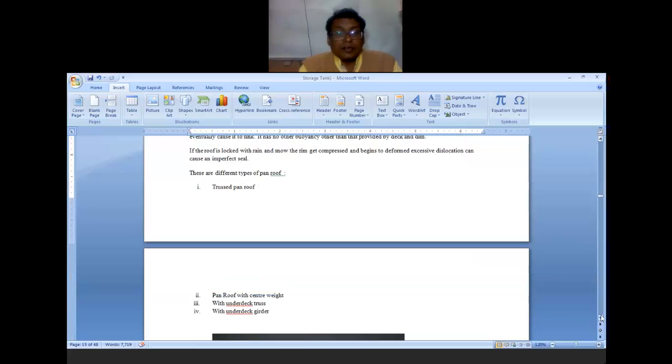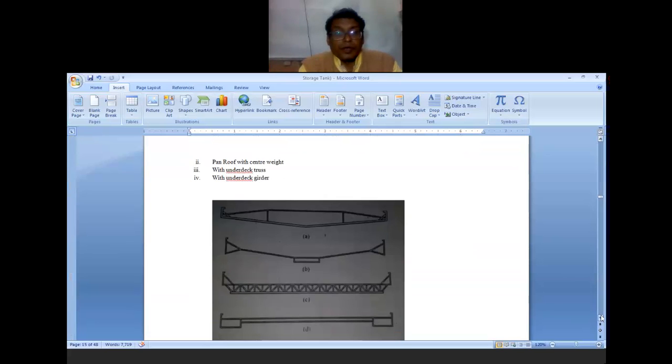Next, there are different types of pan roofs. The first figure is related to the trussed pan roof. Then the second is the pan roof with center weight. Then the underdeck trusses, and next is the pan roof with underdeck girders. So there are four types of pan roofs: the truss pan roof, pan roof with center weight, pan roof with underdeck truss, and with underdeck girder.